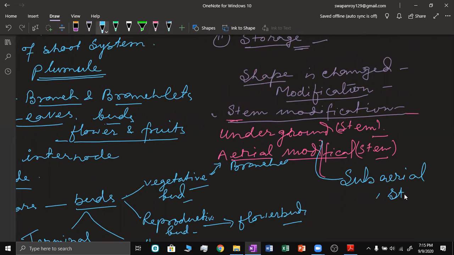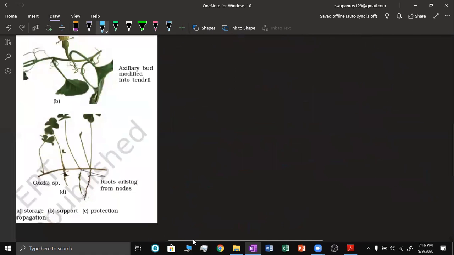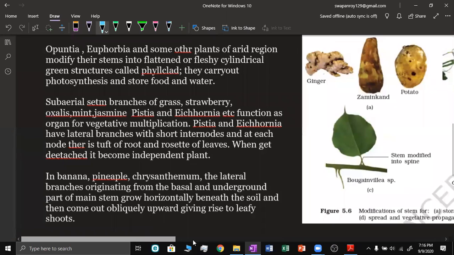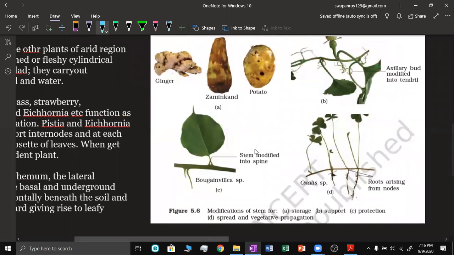So there are subaerial stems. Now I'll show you some of the photographs that we have here. Say, can you recognize this one? This is potato. This one is ginger, turmeric, and this is jamicand, that is colocasia, that you usually, it is called in local language, you know, jamicand, or it is colocasia.